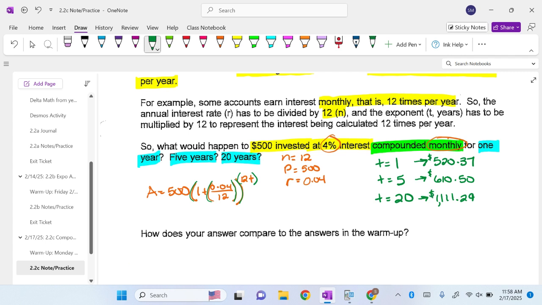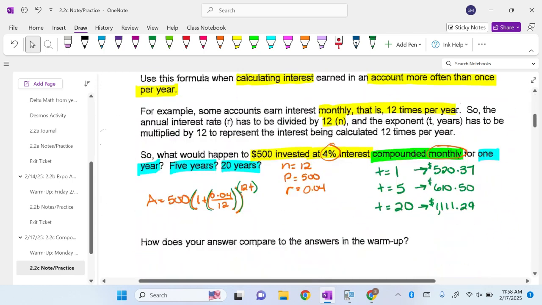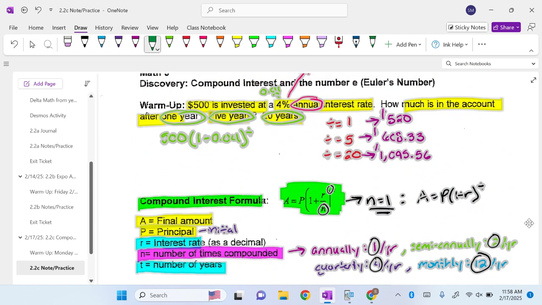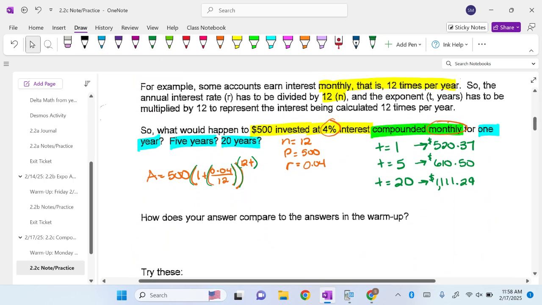Is that what you guys got when you put in your calculator? Now, how did that compare to what we did up top? What's the difference between these values that we did here at the beginning and these new values that we got? What do you notice? What's more money? Right, when we're compounding monthly, it's more money. We end up with more money. Why do you think that is?